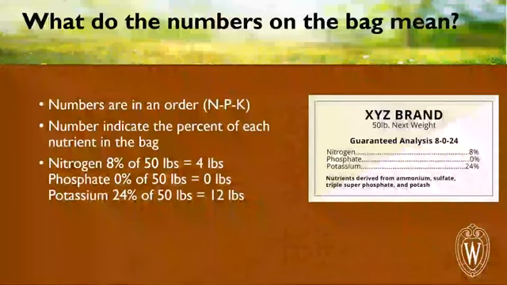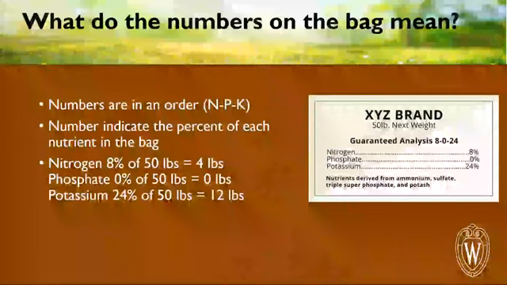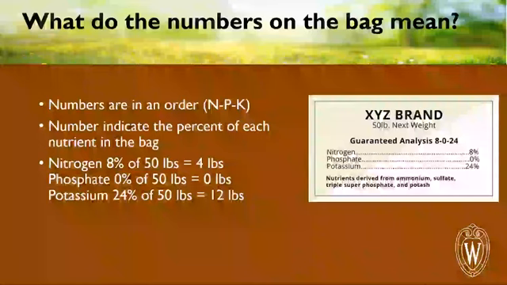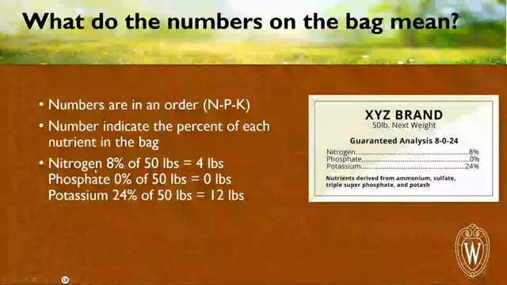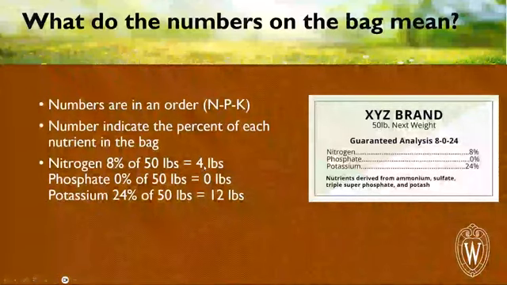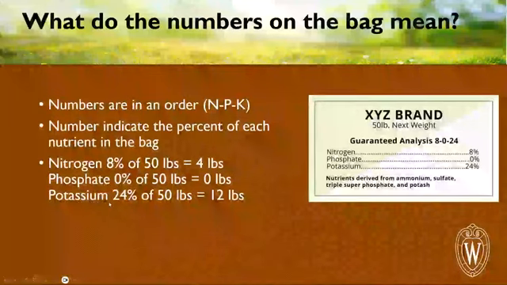And so when you're looking at the bag, that's what you want to be aware of. The number indicates the percent of each nutrient in the bag. So that bag is 8% nitrogen and 24% potassium. There's no phosphorus in there. So if it's a 50-pound bag, to find out how much is in there, you're going to take that number 8, multiply it times 50, and there's 4 pounds in that bag. Potassium, it's 24%. So 24% times 50 is going to be 12 pounds.